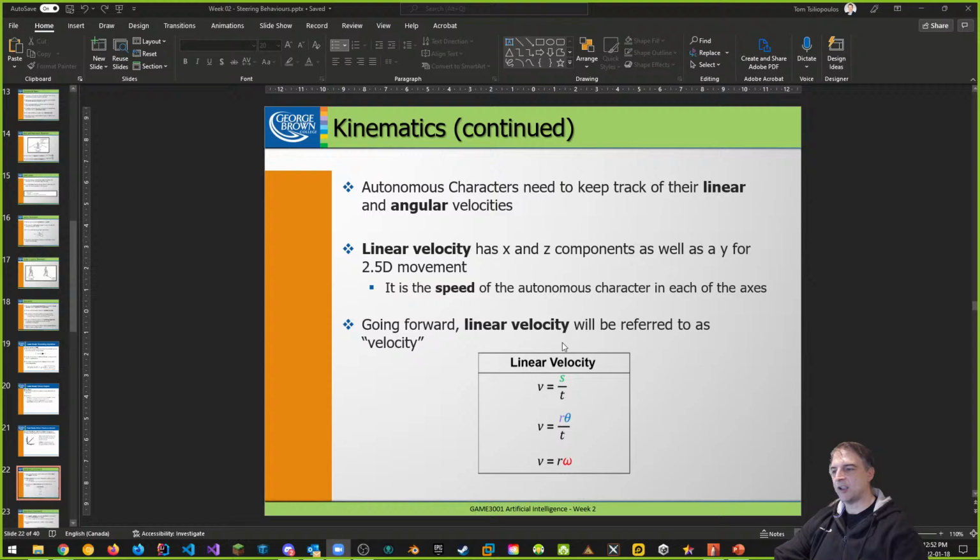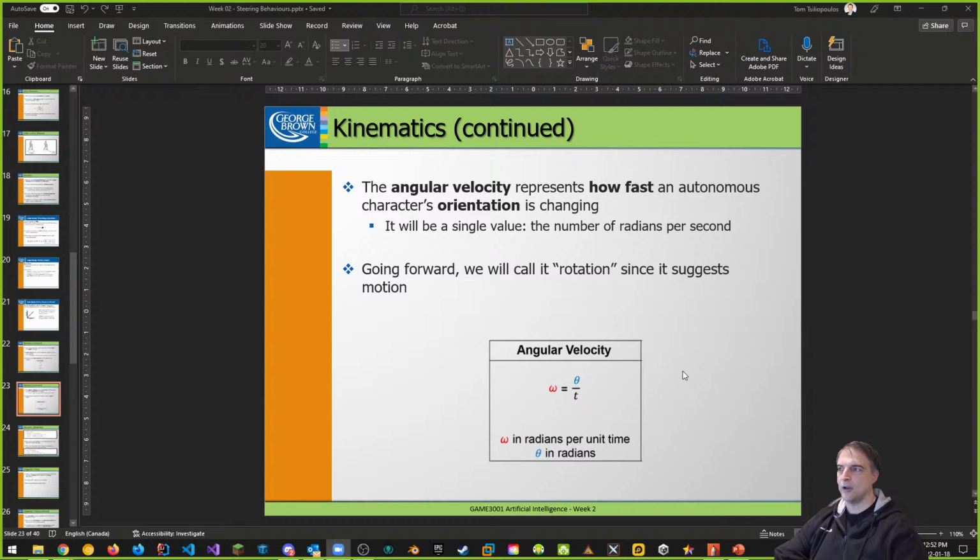And when we think about velocity, velocity is the displacement, that's what S is, over time. Displacement over time, that's linear velocity, and usually it's a vector quantity. Whereas angular velocity is how fast an autonomous character's orientation or rotation is changing over time. So the change in angle over time gives you your angular velocity, or omega. Angular velocity is rotation over time. We can call this just rotation.